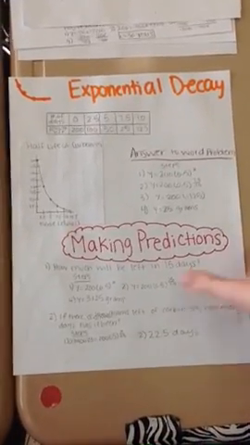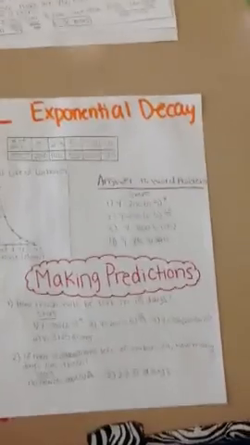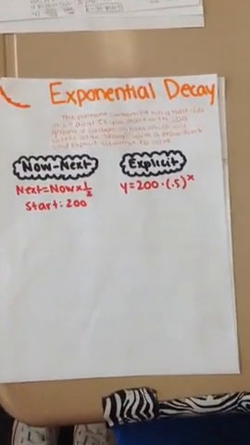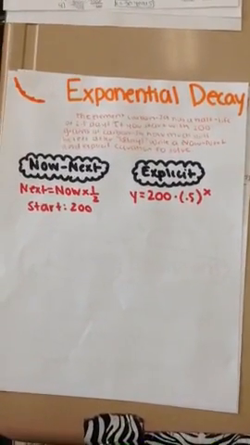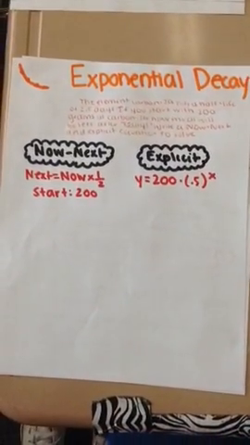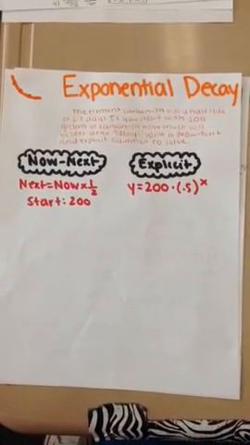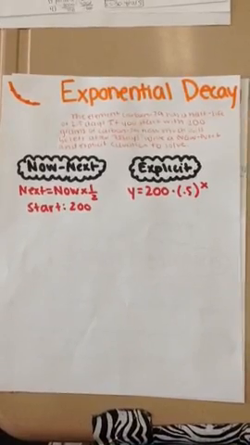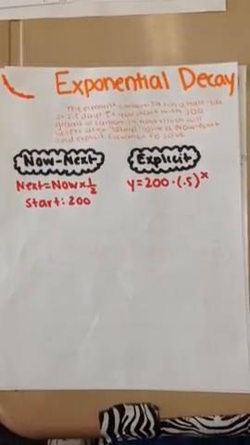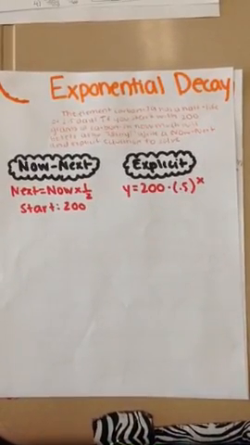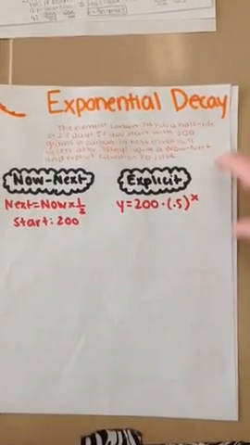Exponential decay. And the question was, the element carbon-39 has a half-life of 2.5 days. If you start with 200 grams of carbon, how much will be left after 7.5 days? Write a now next and explicit equation to solve. So your now next equation is next equals now times 1/2 because it's half-life. And then your start is 200 because you started with 200 grams. Your explicit equation is 200, and that's your start, times 0.5 to the x.